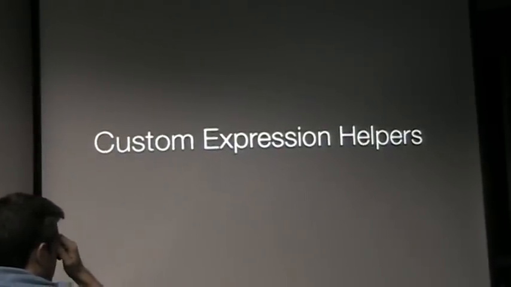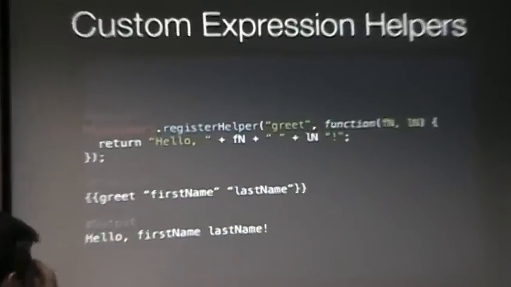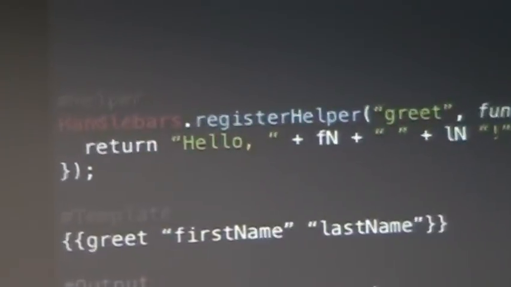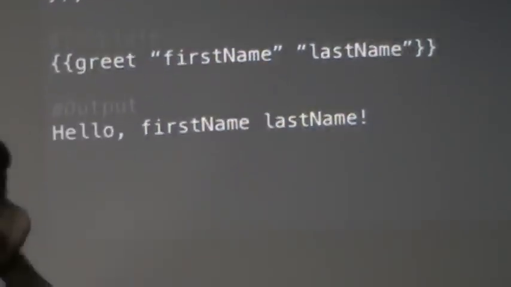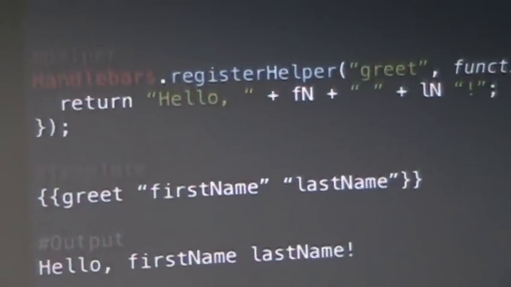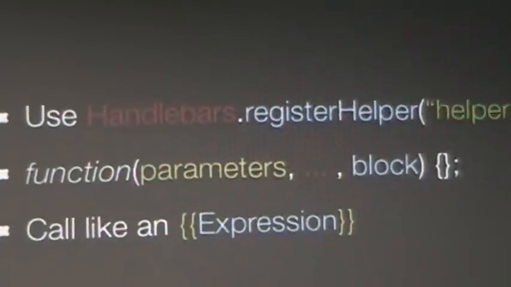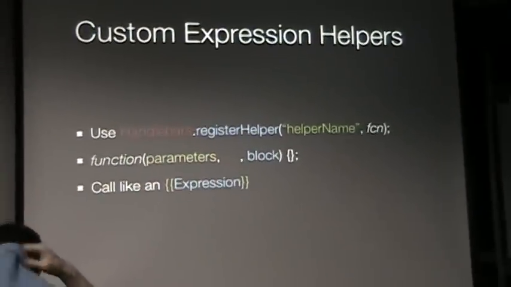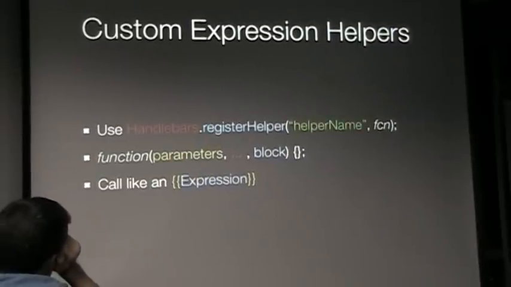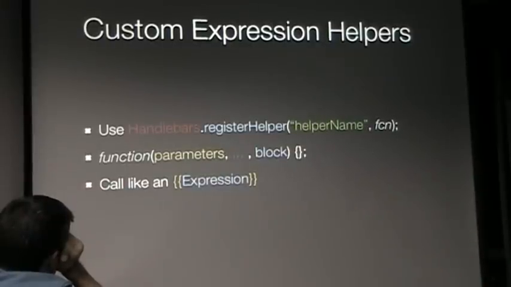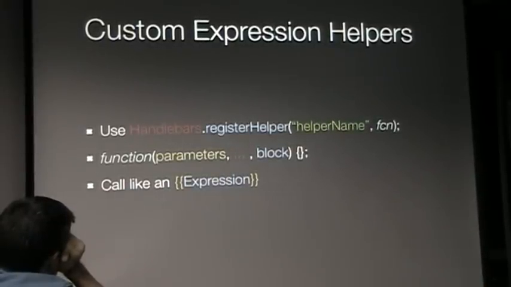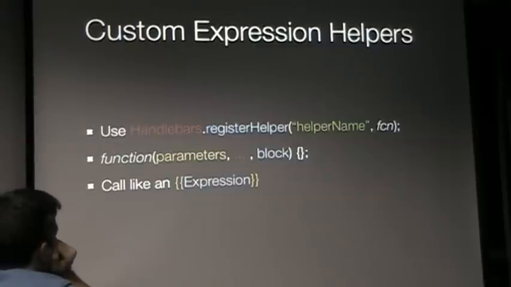So custom expression helpers. This is the basic one. Register helper greet, function first name, last name, and then we just append. The output would be hello, first name, last name. To register a helper, we use Handlebars.registerHelper, with the helper name, which is the identifier to be used inside the template, as well as the function that would be executed when the helper is used. Normally the function would have your parameters and other parameters if you want, and the final one would be the block.